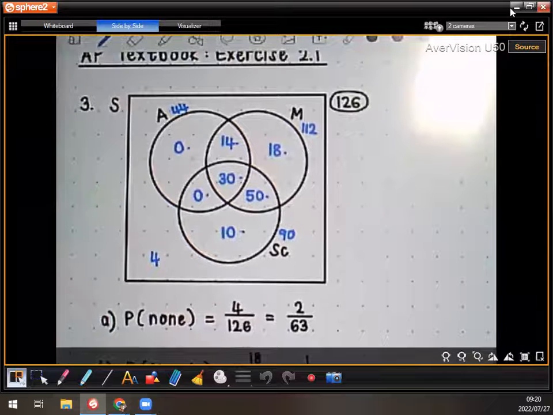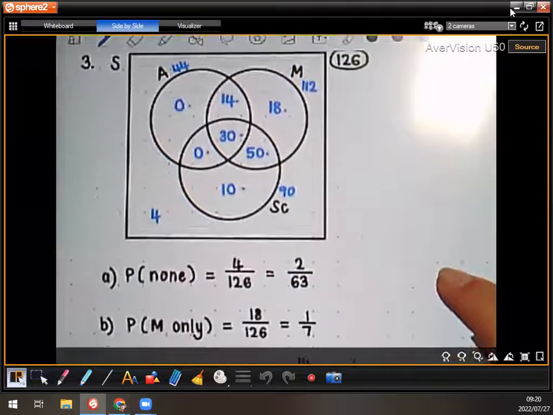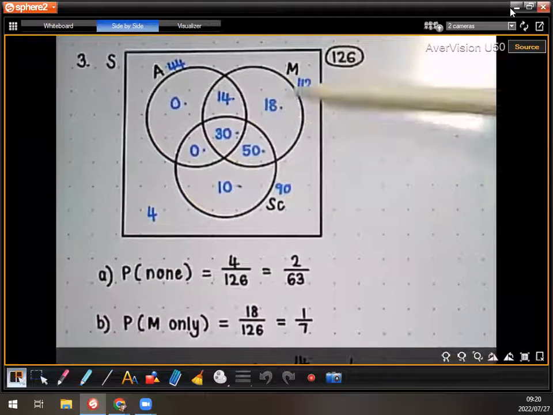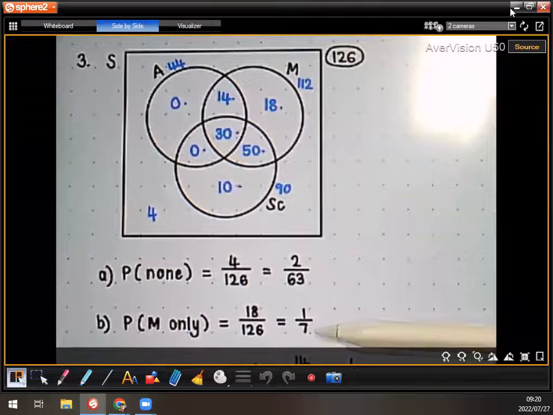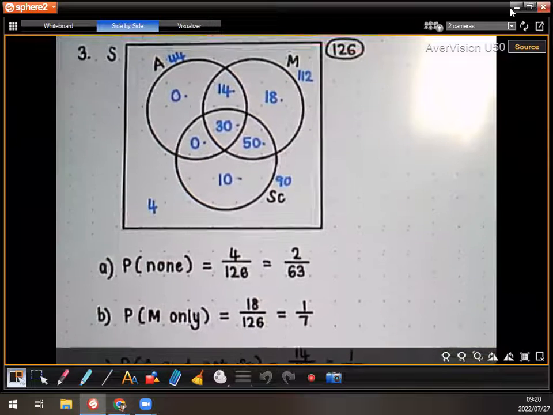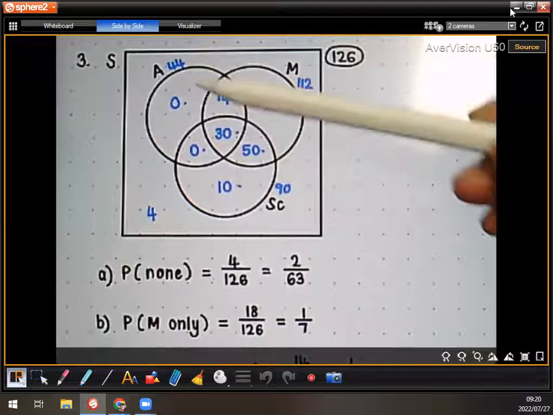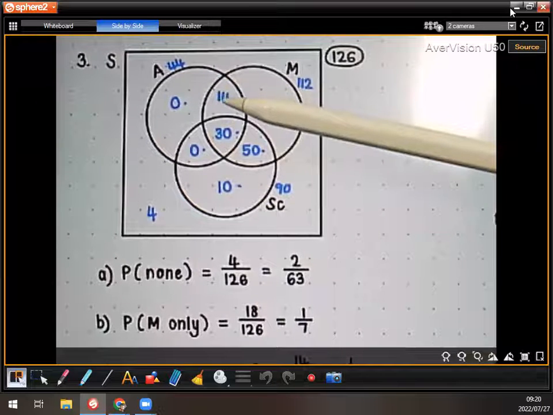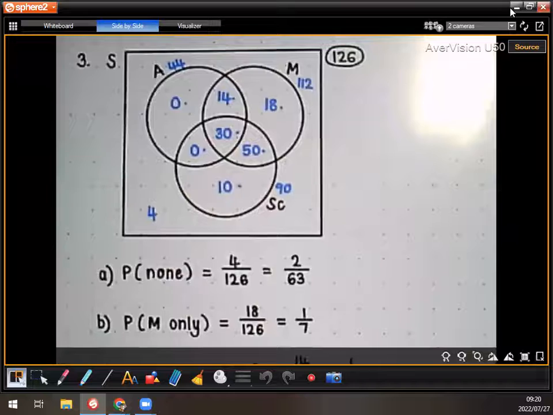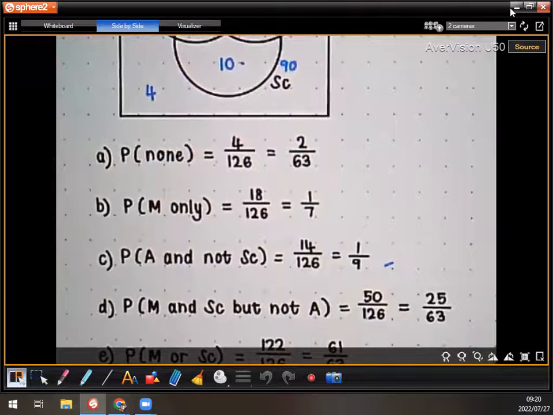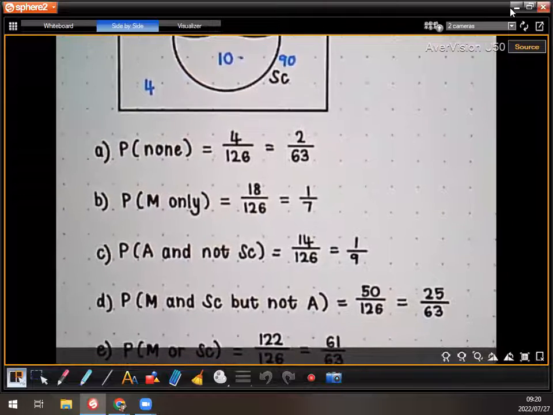Okay, the probability that a pupil will take none of these three subjects, so that is 4 over 126, which you must then simplify. Probability that they do maths only, 18 over 126, so 1 over 7. Next one, C, the probability that they do add maths and not science. Add maths and not science, 14, right? 14 over 126, which is 1 over 9, if you simplify it.